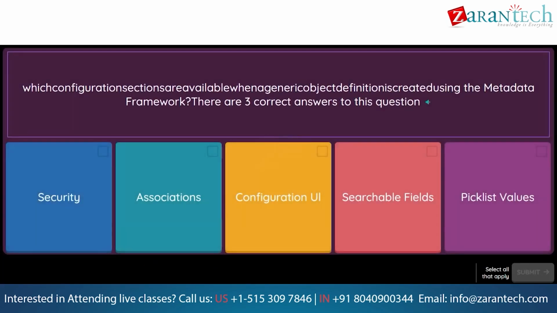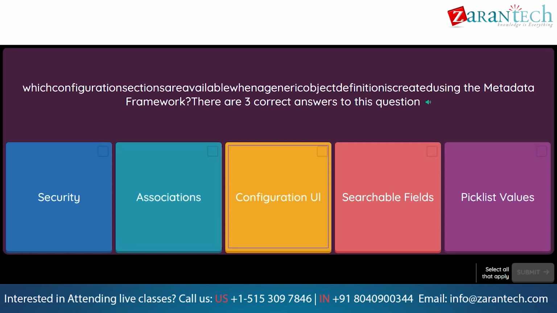Question: Which configuration sections are available when a generic object definition is created using the metadata framework? There are 3 correct answers to this question. Option 1 Security. Option 2 Associations. Option 3 Configuration UI. Option 4 Searchable fields. Option 5 Pick list values.